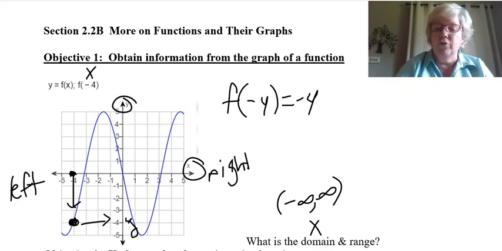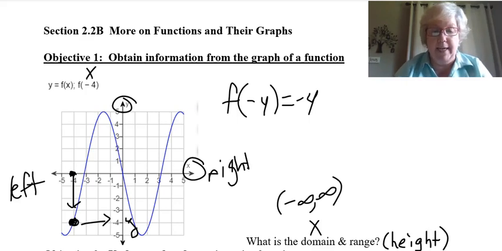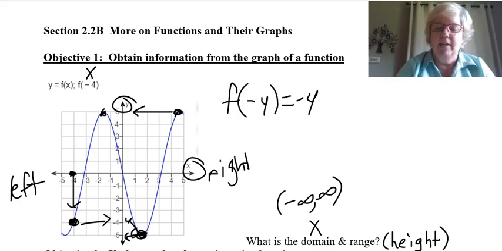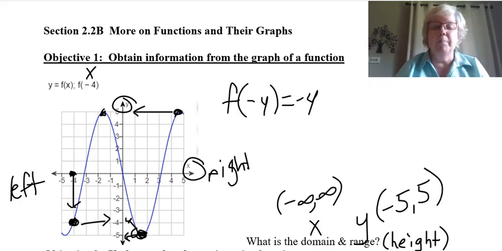However, the range would be the y values. The y values would actually be the height. How high and how low does this graph ever get? The highest points you will notice are these hills, these points on top, and they go to +5. The lowest values down here go to -5. So we say that the range, the y values, range from -5 to +5. Now I put the negative five first because if you recall, interval notation always puts the negative or the smaller value first.